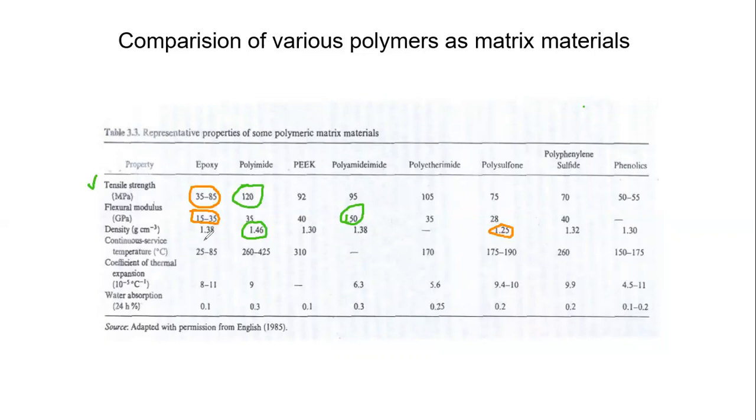Next, coming to the service temperature. The service temperature of polyamides is very high, that is 260 to 425 degrees centigrade. So it has the highest service temperature of 260 to 425 degrees centigrade. But when coming to the lowest, it is epoxy, which has a very low service temperature, that is 25 to 85 degrees centigrade. So it has a very low continuous service temperature, 25 to 85 degrees centigrade.